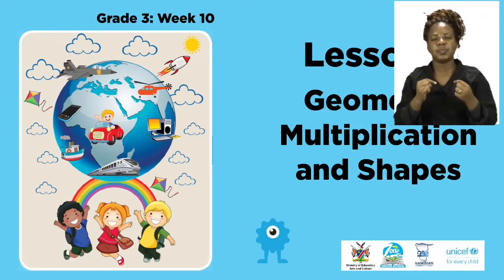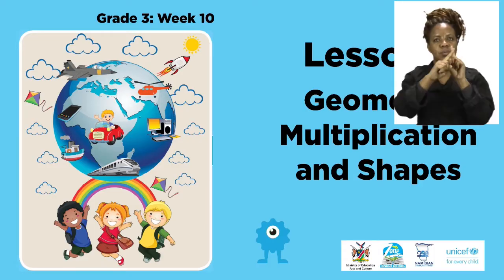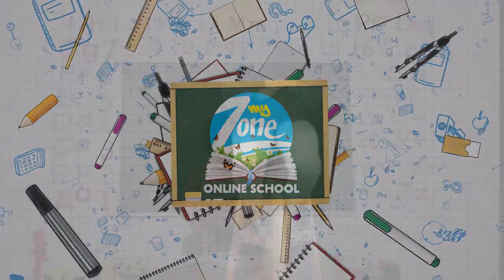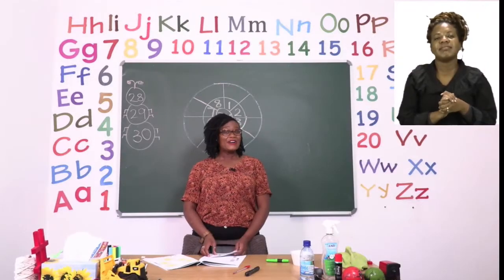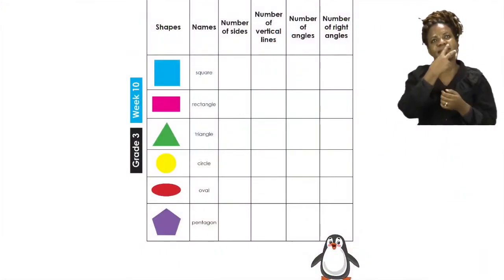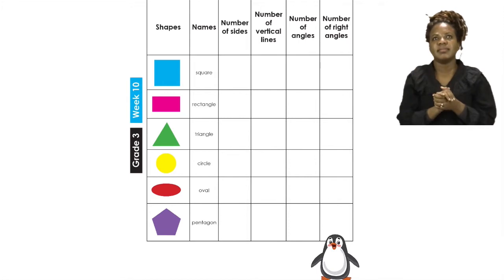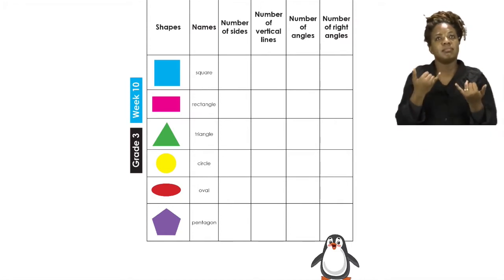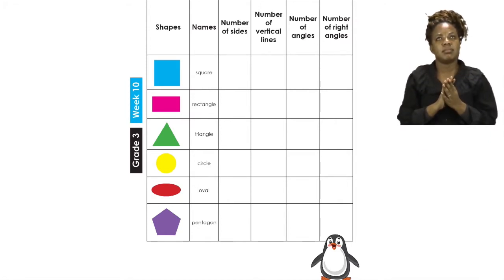For today's lesson, we will be doing geometry, multiplication, and shapes. For your lesson today, we are going to start on page 28. On page 28, we are going to be taking a look at geometry. It is going to be our job to sort the shapes according to their geometrical features.